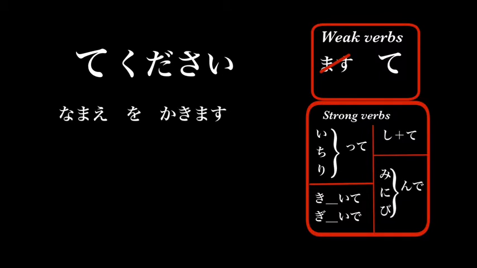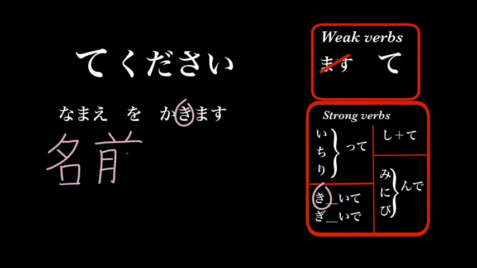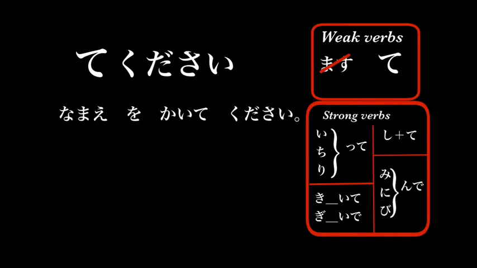Namae o kakimasu, to write your name. You will hear somebody in Japanese asking you to write your name. Remember, we changed ki to ite, so please write your name would become namae o kaite kudasai. And the kanji for name were just written on the screen for you. Please write your name.